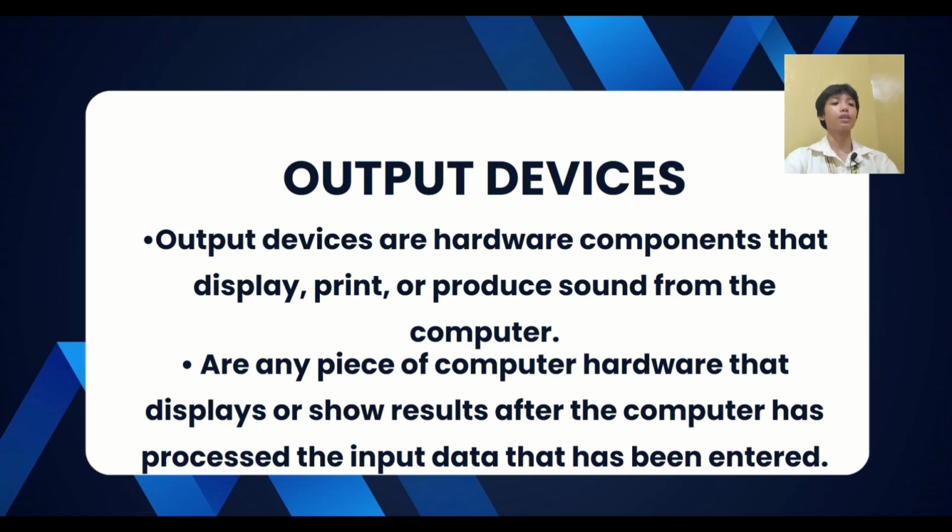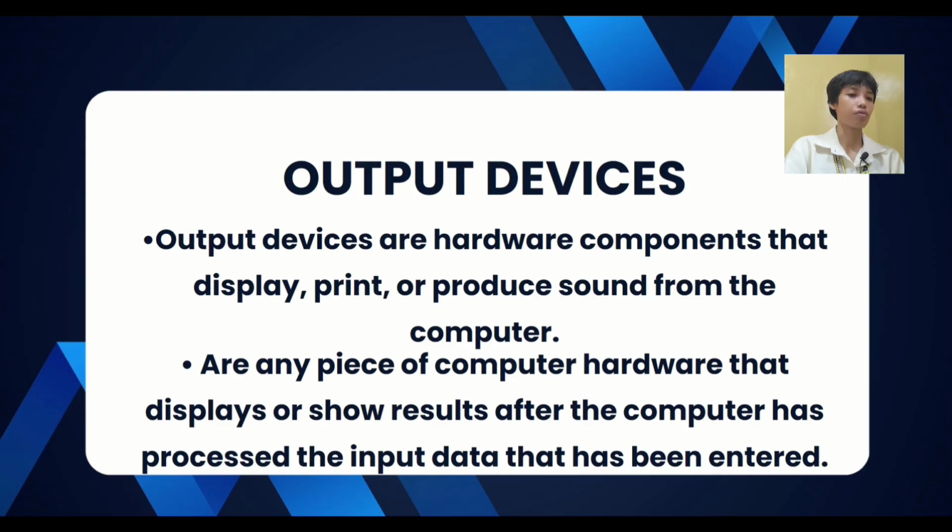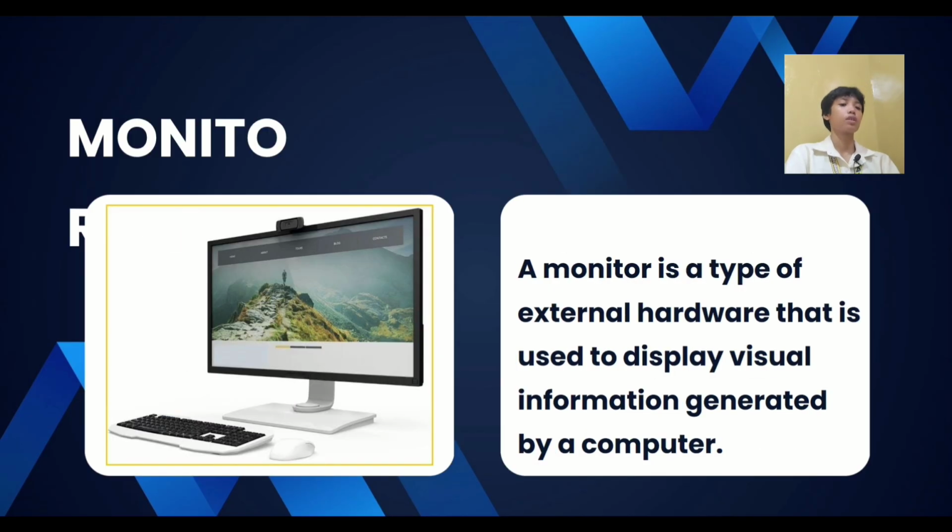So output devices are hardware as well. They are hardware components that display, print, or produce sound from a computer. It is any piece of computer hardware that displays or shows results after a computer has processed the input data that has been entered. So these are the common components of output.